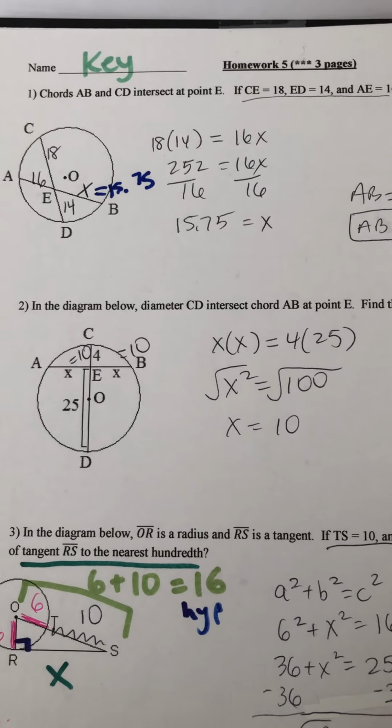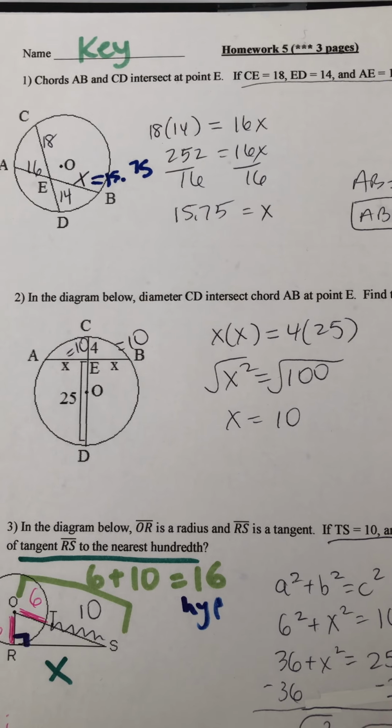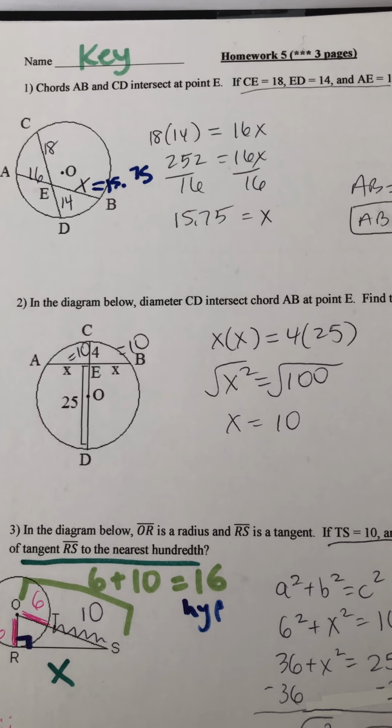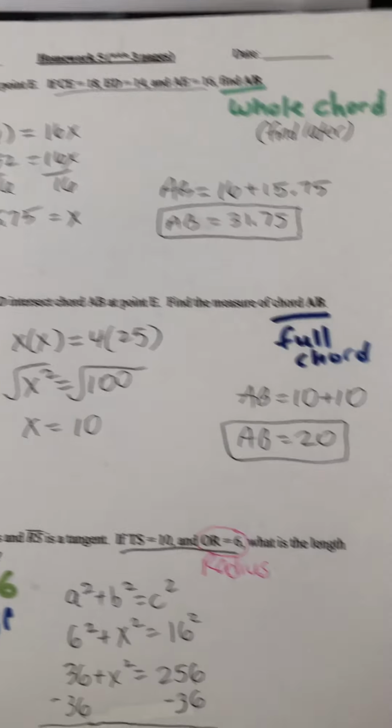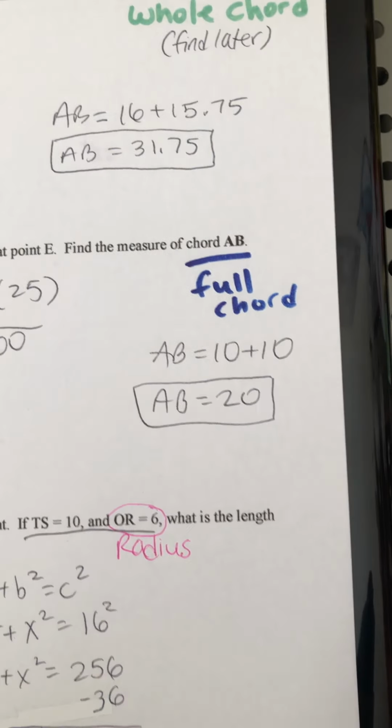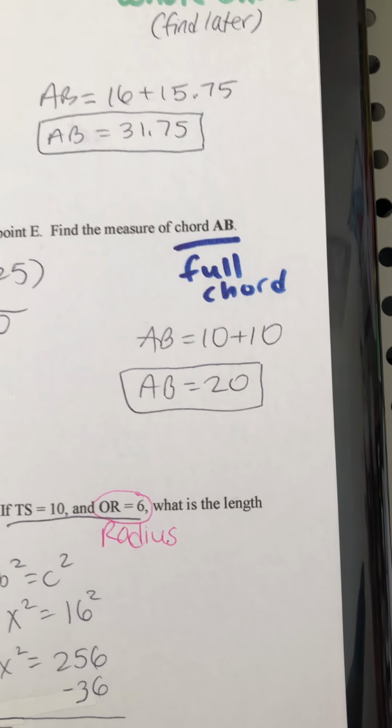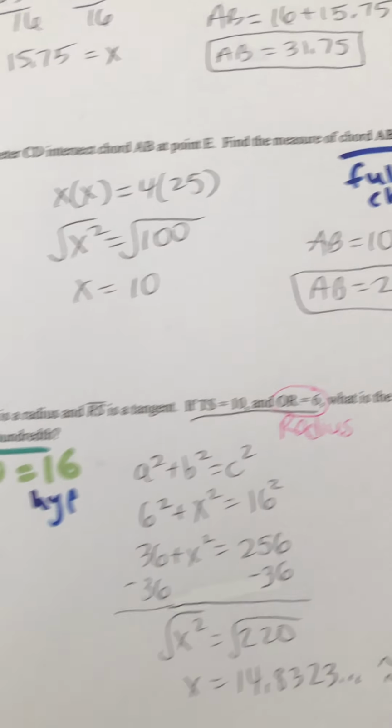So now we multiply. X times X equals 4 times 25, so X squared equals 100, but you need to square root, so X is 10. Now I've labeled the diagram with 10 for both X's because they want us to find AB. So now I have that reference on my picture to add 10 plus 10 is 20.